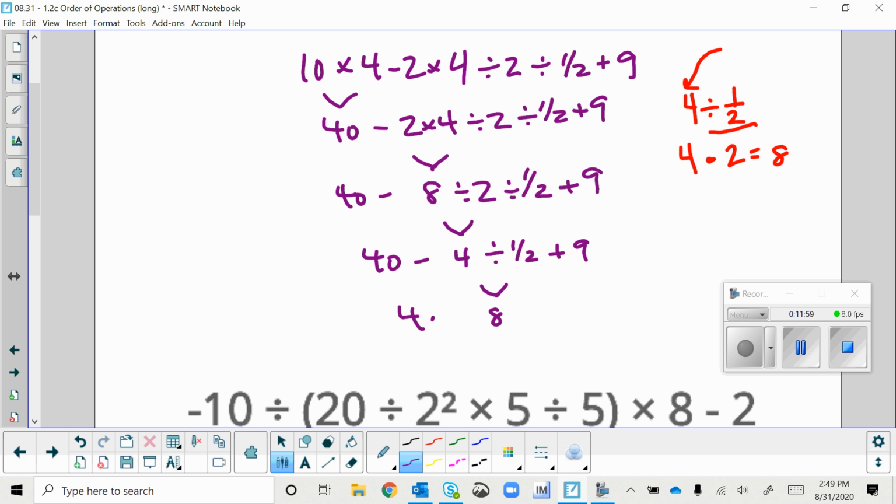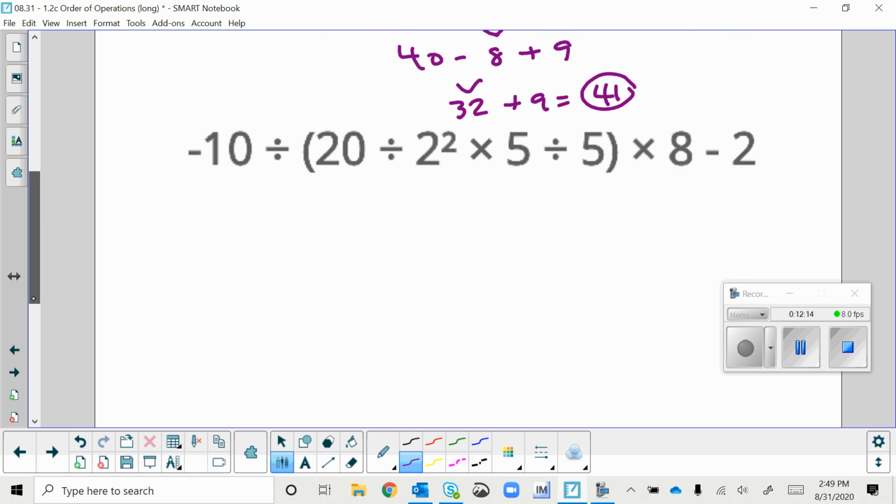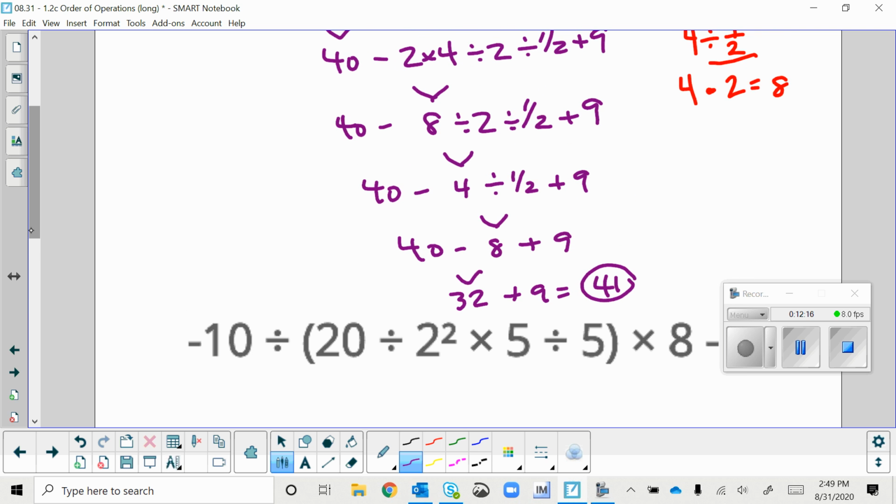And then I bring down the 40 minus and the plus 9, and we do this from left to right. This is 32 plus 9, that is 41. So I want you to pause and do this next problem. I'll leave this up here in case you need to see.